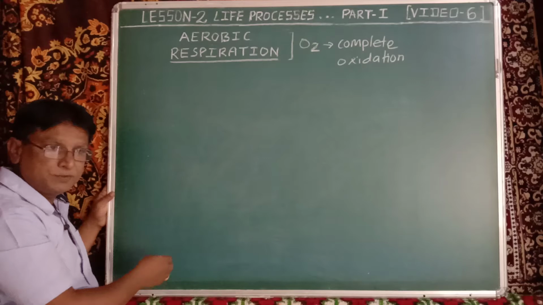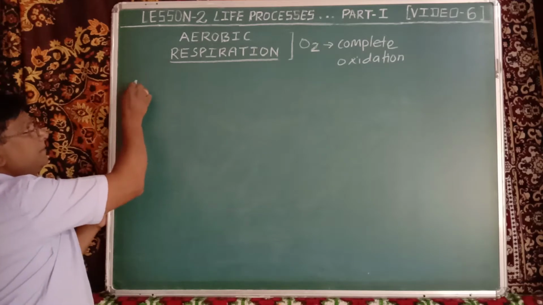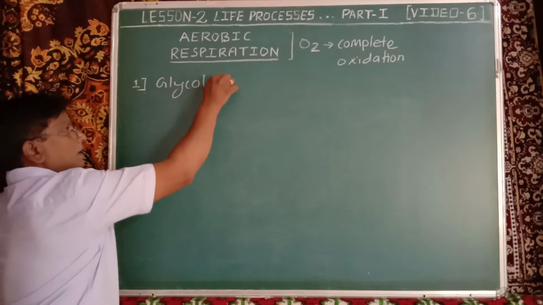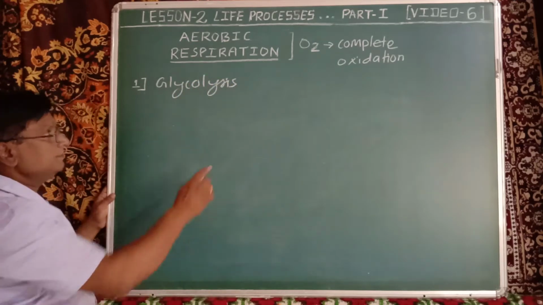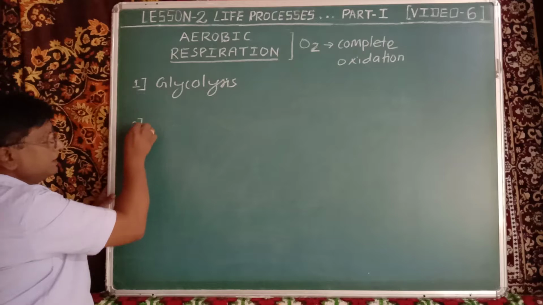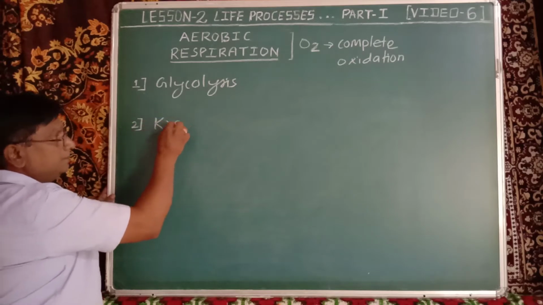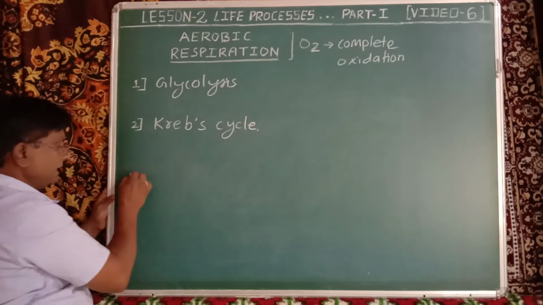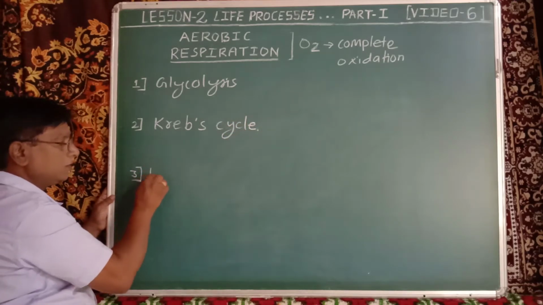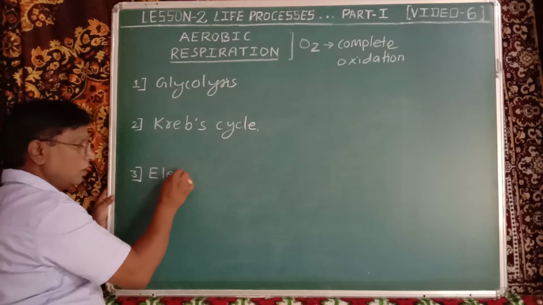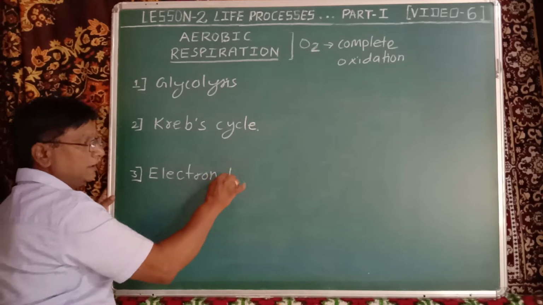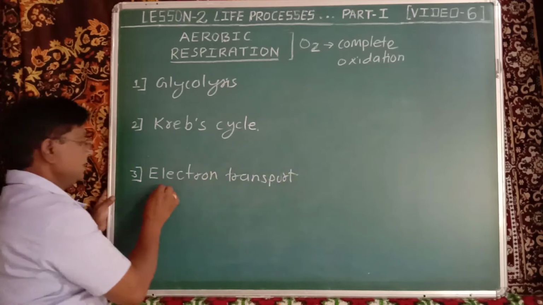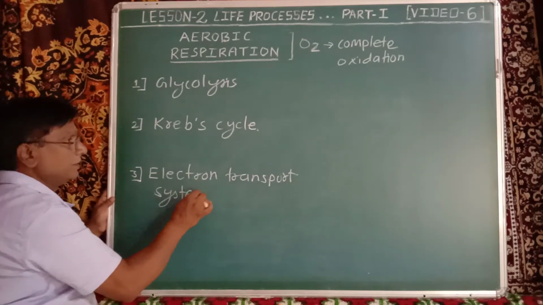There are different steps of aerobic respiration. The first step is called glycolysis. It takes place in cytoplasm. The second step is called Krebs cycle. This takes place in mitochondria. And third is called electron transport system or electron transport chain. This system also takes place in mitochondria.